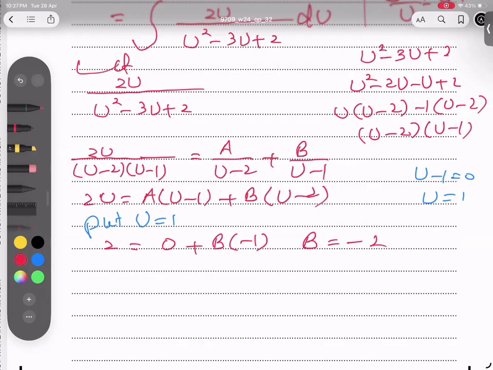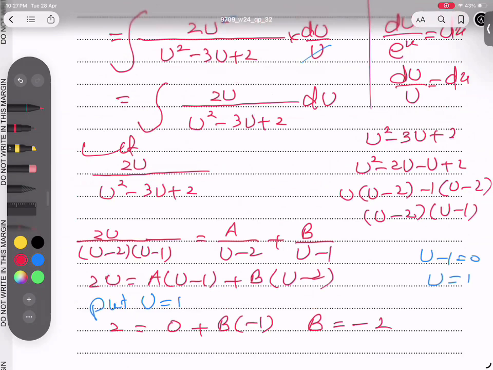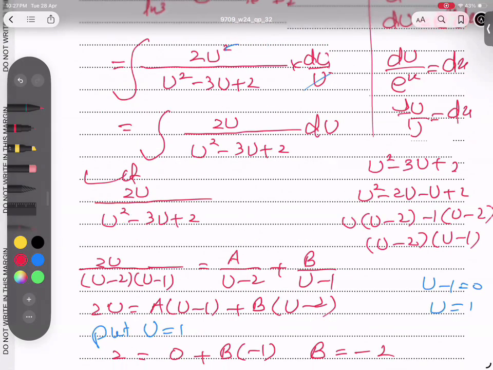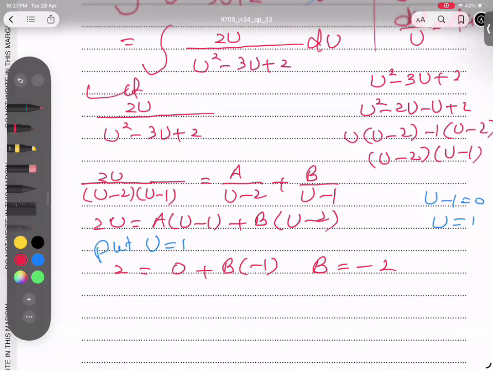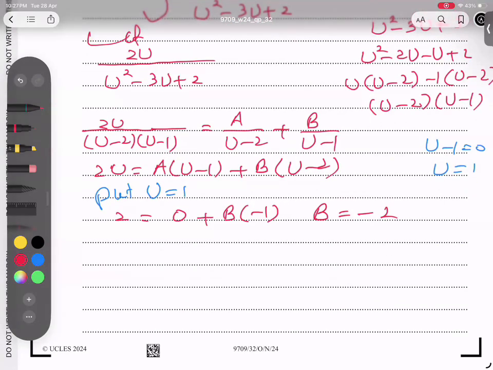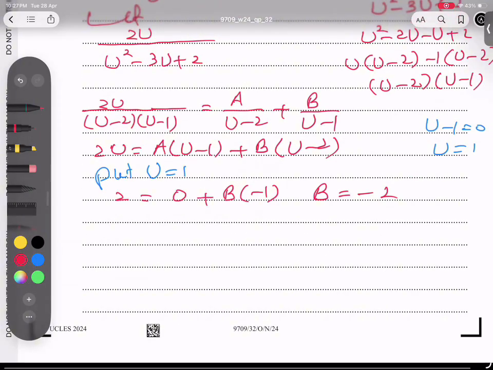And let me recheck once again. So the b value is coming negative. Okay. Let me confirm. So this 2u is correct. Okay, this is done. And now I can proceed. Okay, so student, what is the next plan? b is negative 2, done.